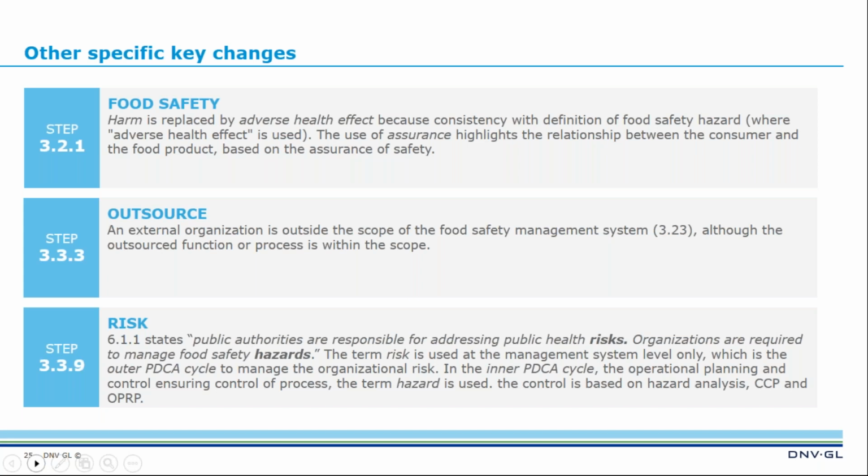So in this case, they are talking about the effect of uncertainty. This refers to the organization, because this is a food safety management system. So the organization is required to manage your food safety hazard. The term risk is used at the management system level only, which is the outer PDCA cycle, to manage your organization risk, while in the inner PDCA cycle, we are talking about your food safety hazard, which your hazard analysis will serve as a risk assessment on how you actually manage all these risks.